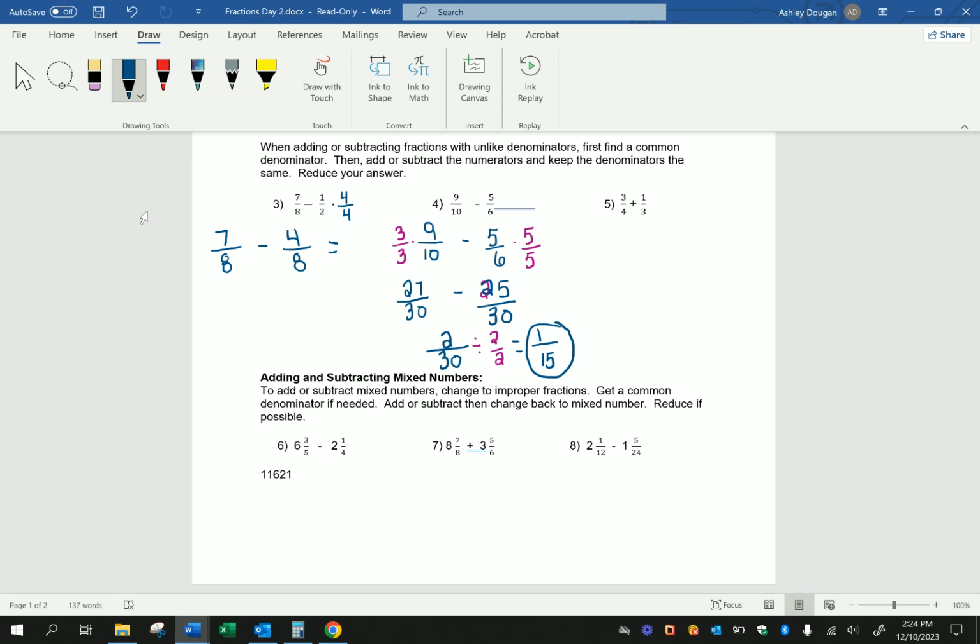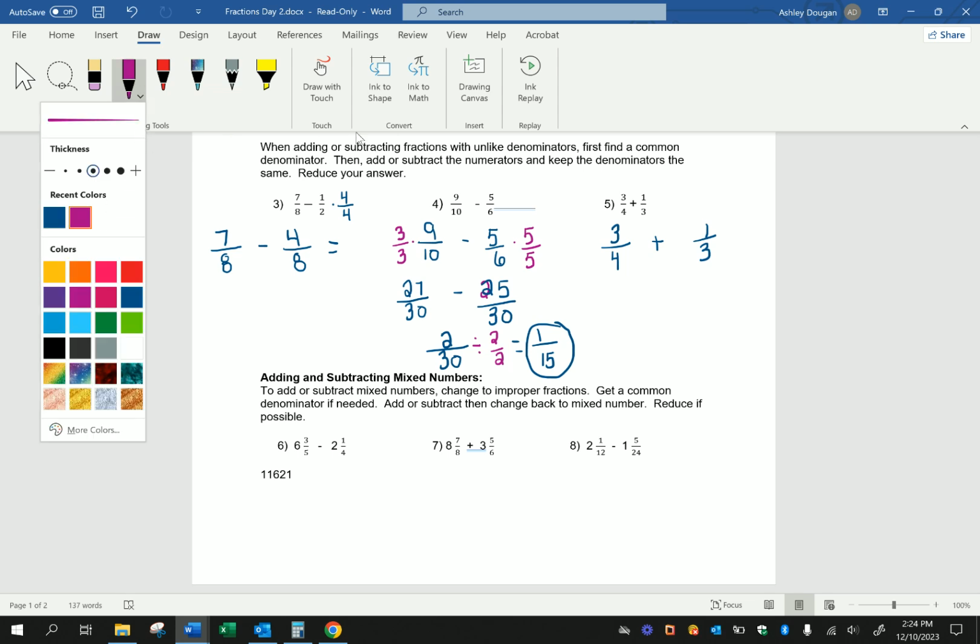For number 5, we want to do the same thing. This time we're adding the fractions together, but they still have different denominators. I want to make those have common denominators. So I'm looking for a multiple of 4 that's also a multiple of 3. And my common denominator would be 12 for this one. And we could list them out, list out your multiples of 4, list out your multiples of 3, and 12 should be the smallest number that's in both lists.